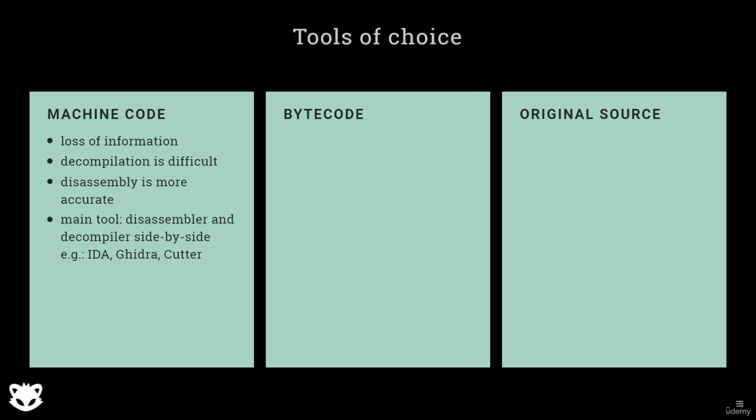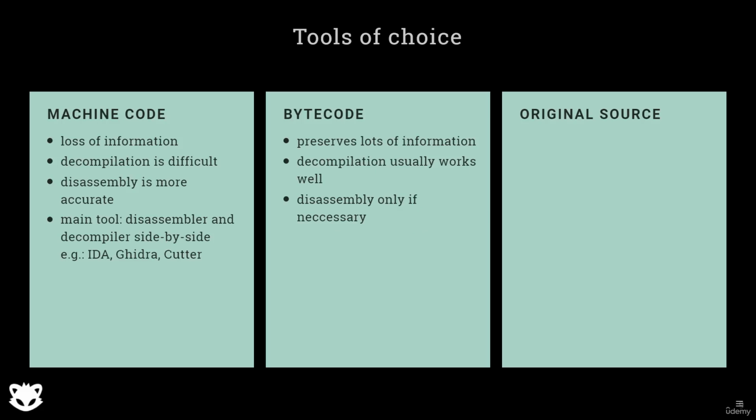So what do we do if we get bytecode or intermediate language? Now, in contrast to machine code, this preserves a lot of information. It usually has a lot of metadata, including the original function names. And that means decompilation usually works very well and almost resembles the original source code. Assembly can sometimes be necessary, but only if the person who created this file consciously decided that they want to make our lives harder by applying anti-reversing techniques. The main tool for us is usually the decompiler.